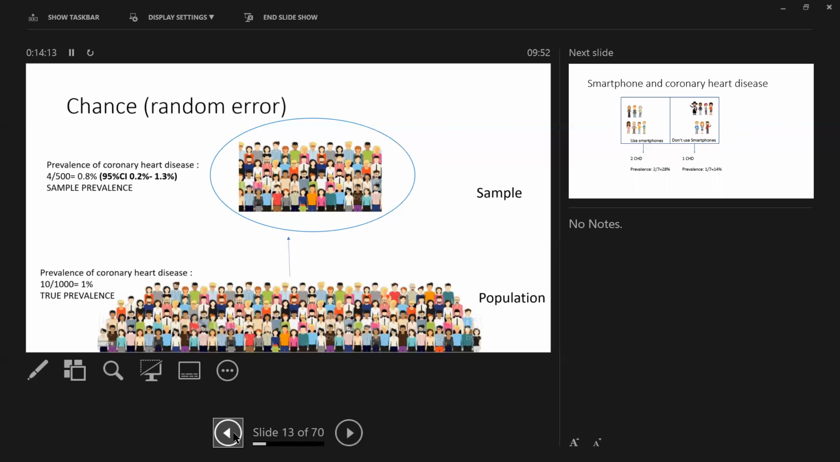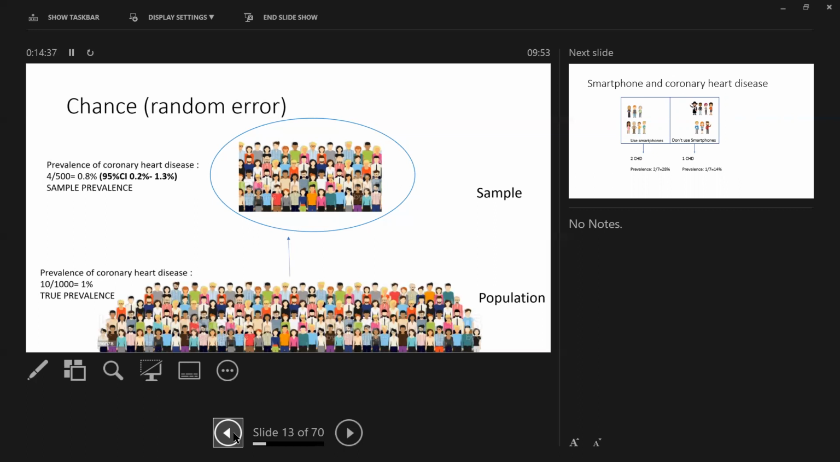So when you look at a paper, when you look at a study, look at the confidence intervals, because it will tell you whether they've reasonably taken chance into account. Because a point estimate is not really enough. So the narrower the confidence interval, the less chance.